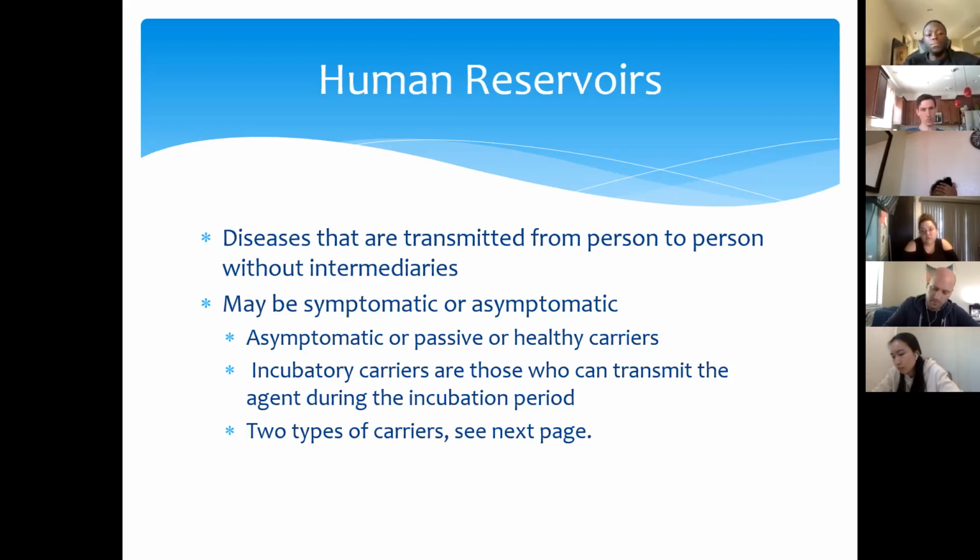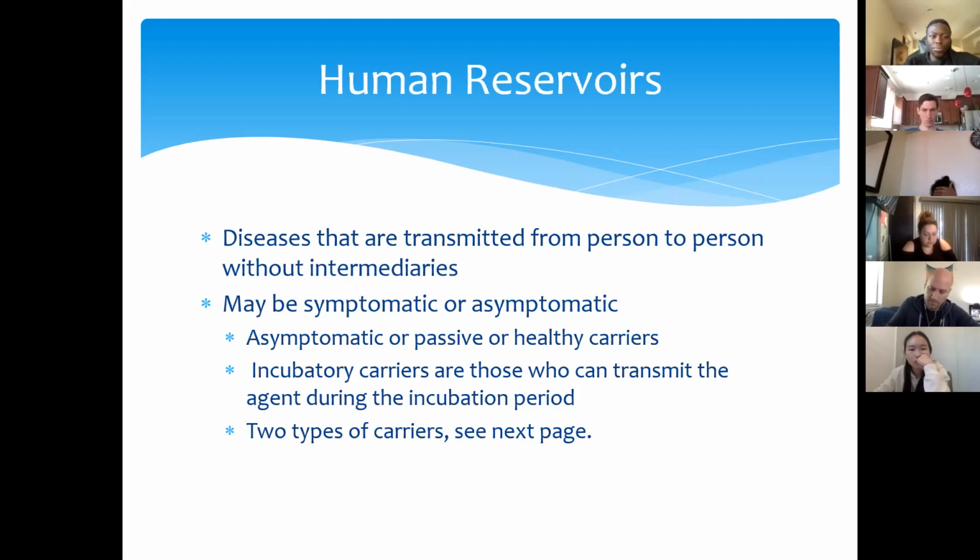Human reservoirs can be symptomatic or asymptomatic. And we'll talk more about carriers in a little bit. So asymptomatic or passive or healthy carriers are going to be carriers of a microorganism. Strep is a common one. They are not showing signs and symptoms, so they're going to pass it to other people who can become symptomatic and have an infection.